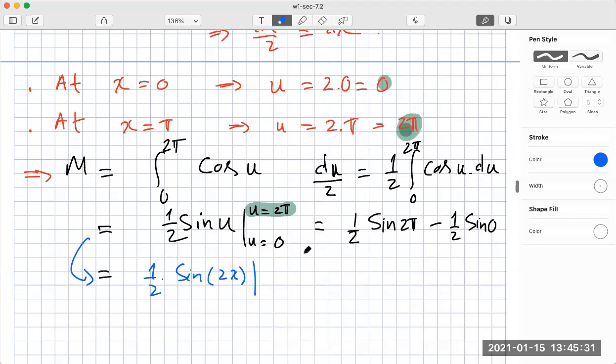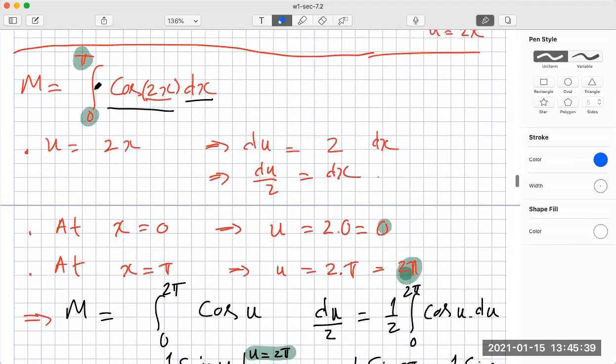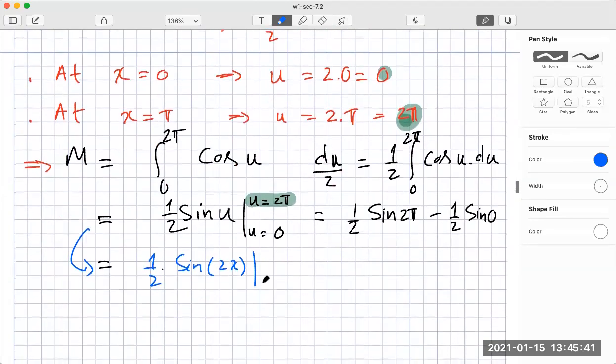And now, because we rewrite it in terms of x, we need to use the original limits here. Right, so be careful with this. And in the end, we'll still have the same result. Okay?